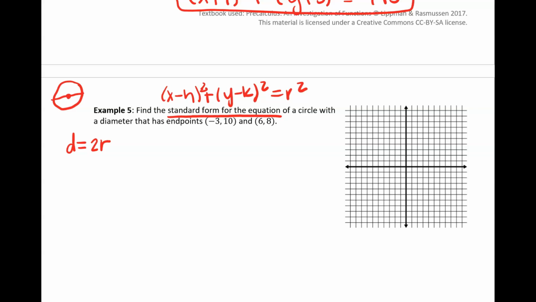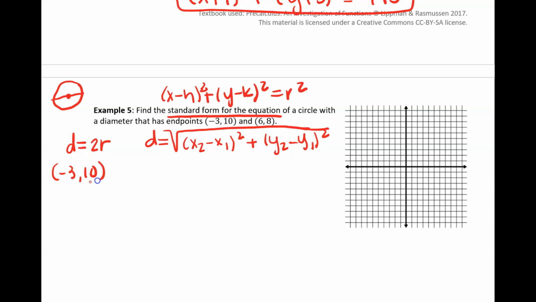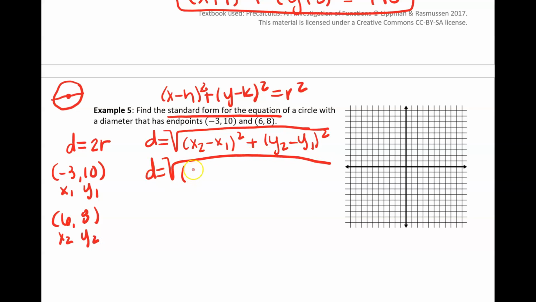So we're going to have to go back to the very beginning of the lesson and pull our distance formula. So our distance, or of our diameter, is the square root of x2 minus x1 squared plus y2 minus y1 squared. And I'm just going to label those out here to the side. So negative 3, 10, that's going to be my x1, y1. 6, 8, that's my x2, y2. So I'm going to say the diameter is equal to the square root of x2, which is 6, minus x1, negative 3 squared, plus y2, which is 8, minus 10 squared.